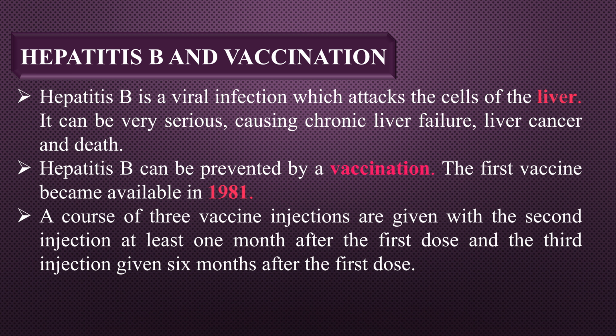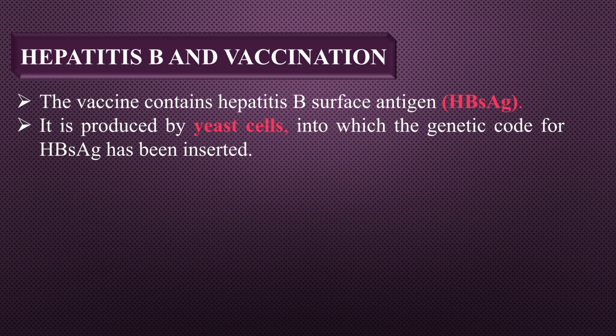The first vaccine became available in 1981. A course of 3 vaccine injections are given, with the second injection at least 1 month after the first dose and the third injection given 6 months after the first dose. The vaccine contains hepatitis B surface antigen, that is HBsAg. It is produced by yeast cells into which the genetic code for hepatitis B surface antigen has been inserted.